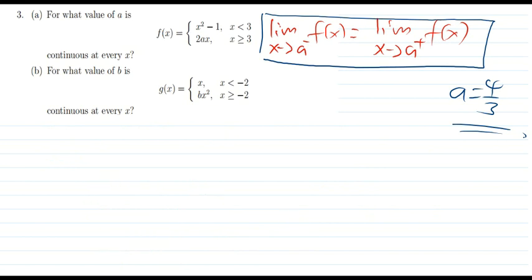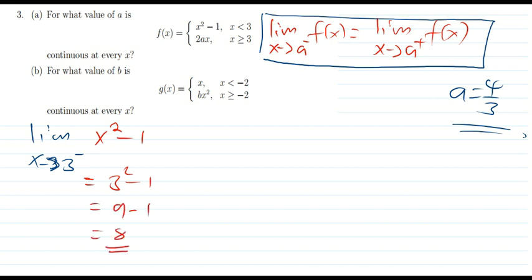Now, limit as x is approaching 3 from the left side. From the left side, I can clearly see that I have x squared minus 1. So I'll have 3 squared minus 1, which is 9 minus 1. I'll get 8. I need to get the same answer for the right limit as x approaches 3 from the right side. So I'll have the limit as x is approaching 3 from the right side.